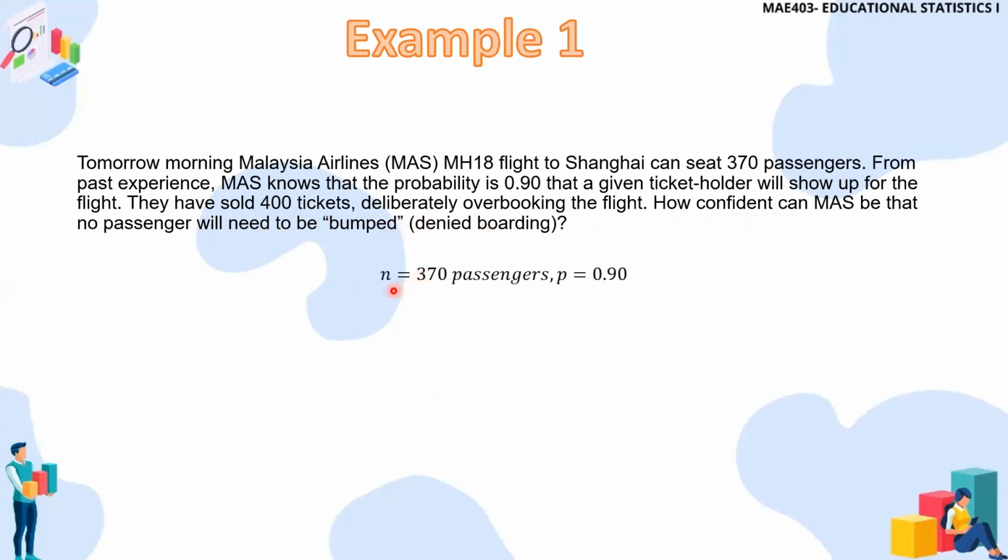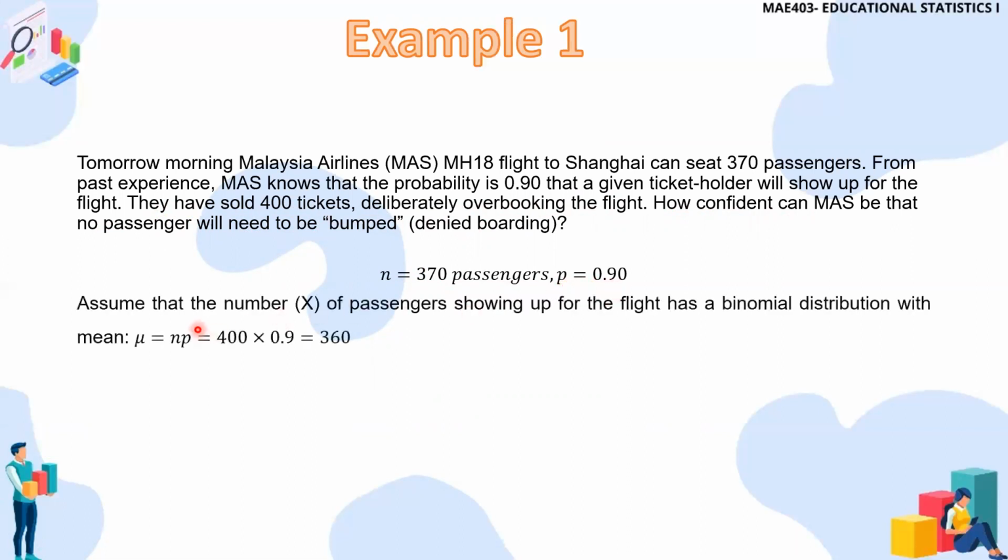So from here, we have the total seats of 370 and p, the probability of success, is 0.9. Now assume that X, the number of passengers showing up for the flight, has a binomial distribution with mean mu equal to n multiplied by p. The total number of tickets sold is 400, so 400 multiplied by 0.9 is 360. And the standard deviation is the square root of npq, so you will get 6.